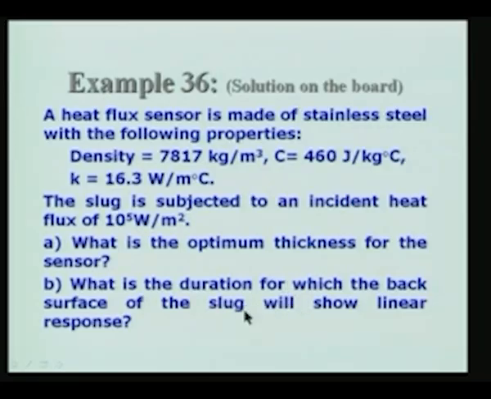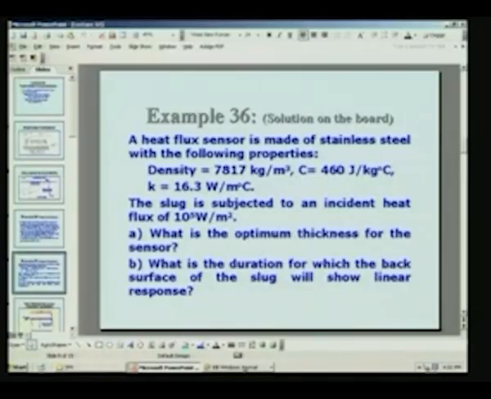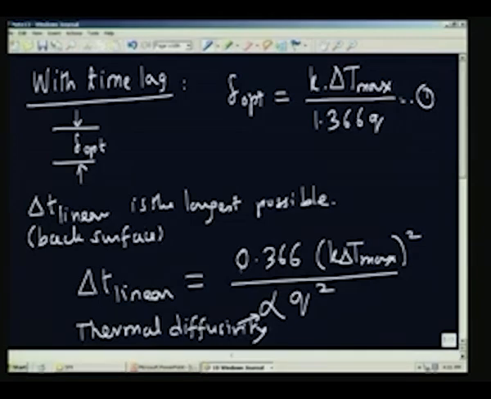This is just plugging in the values into the formula which I gave a little while earlier and then finding out what is happening. So, we just use these two formulas. So, let us look at example number 36.